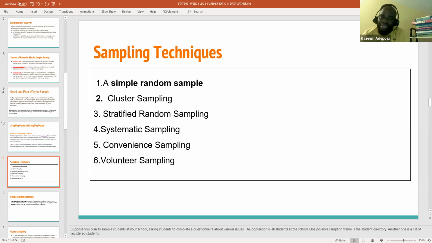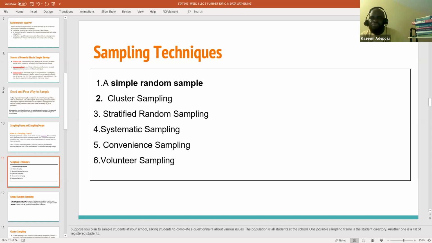What I'm presenting to you right now as sampling techniques, to be able to know the one to use in a given situation, actually depends on the nature of the population, whether the population is homogeneous or heterogeneous. And you know what? These sampling techniques are a combination of random sampling techniques and non-random sampling techniques. And I'm actually going to walk you through this one after the other.